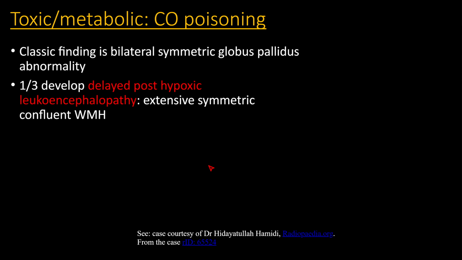Now I'll talk a little bit about carbon monoxide poisoning. The classic finding of carbon monoxide poisoning is bilateral symmetric globus pallidus abnormality, and it's not really typically thought of as a white matter disorder, but the reason I bring it up here is that a third of these patients end up developing what's called delayed posthypoxic leukoencephalopathy that can very much mimic white matter diseases, and this consists of very extensive symmetric confluent white matter hyperintensity, as we'll see.